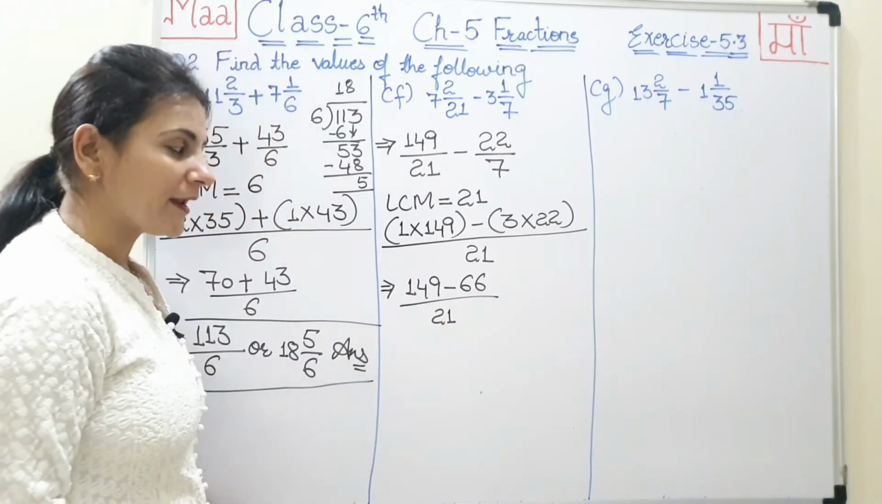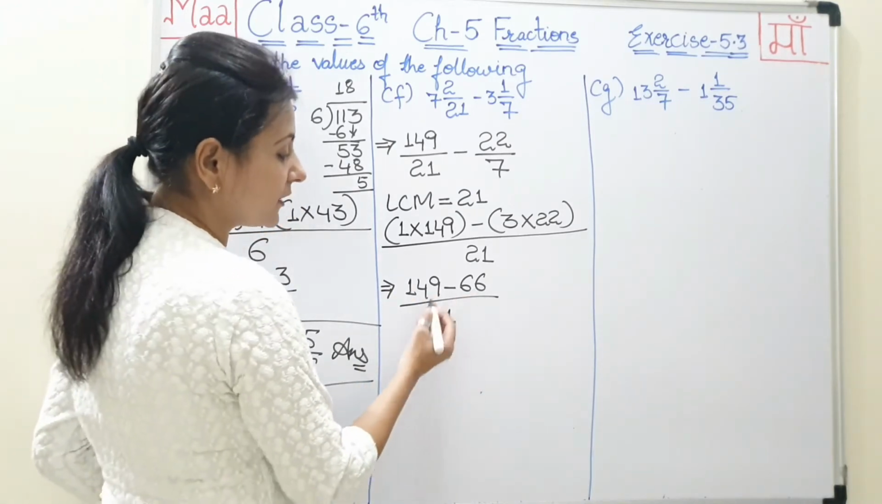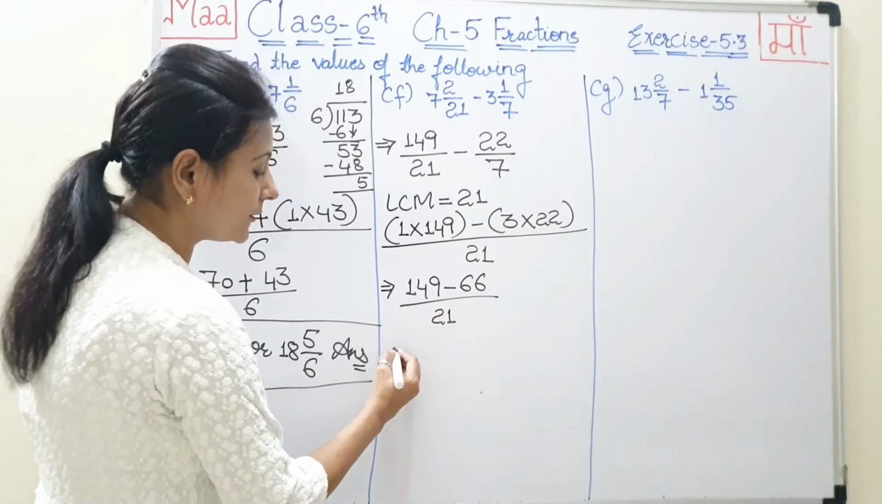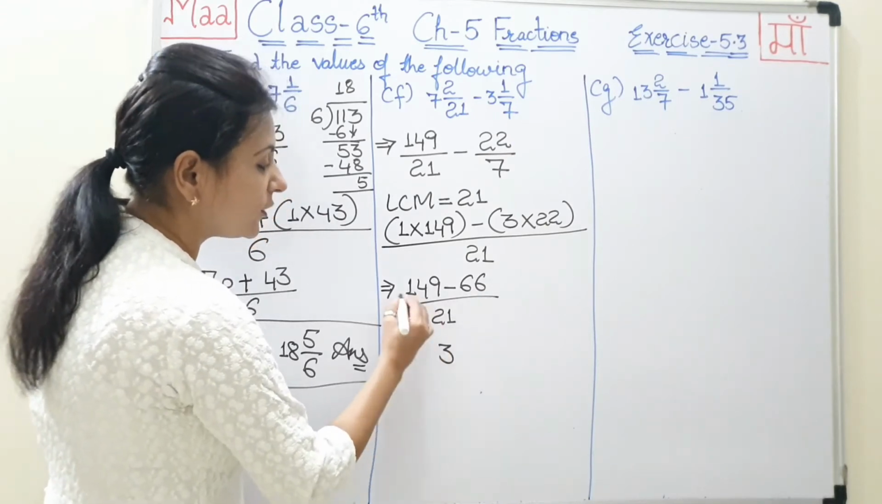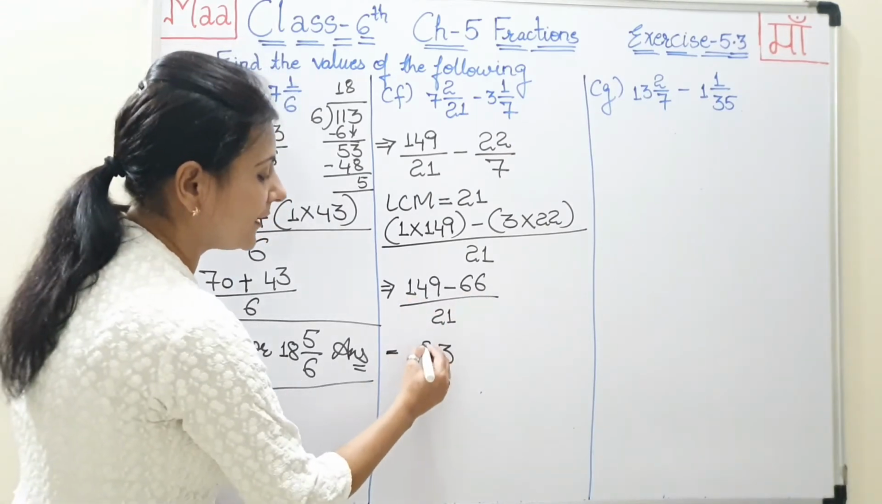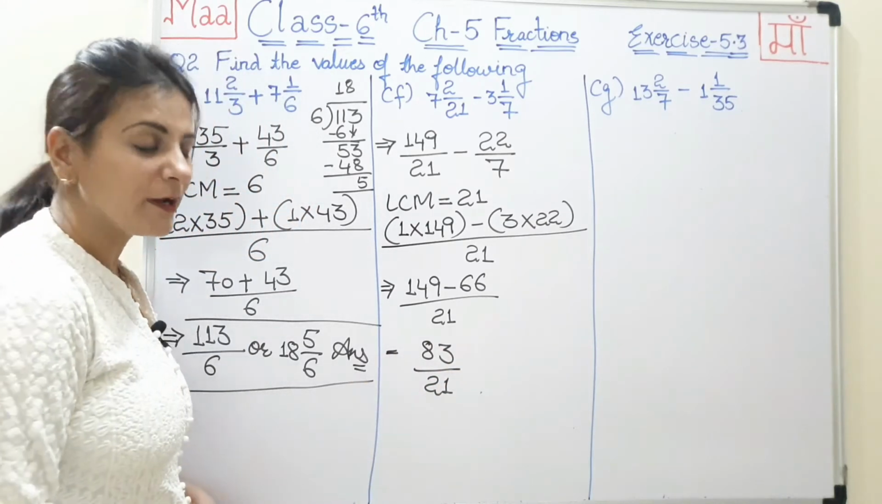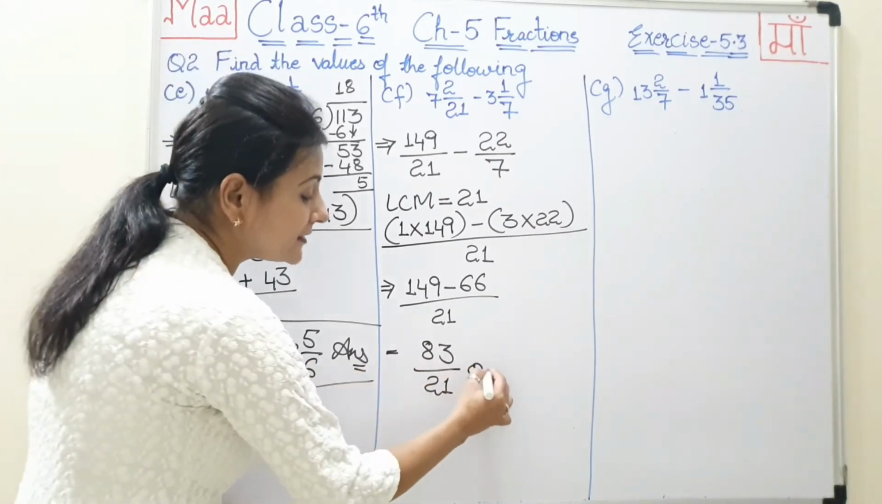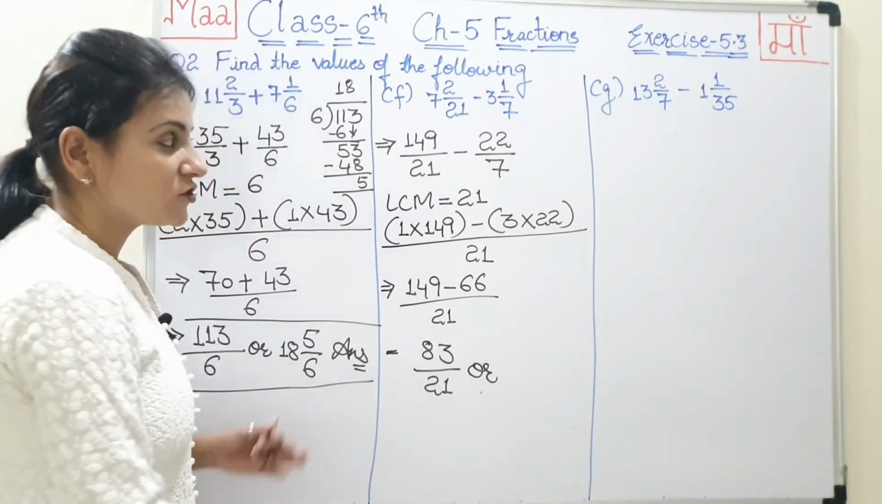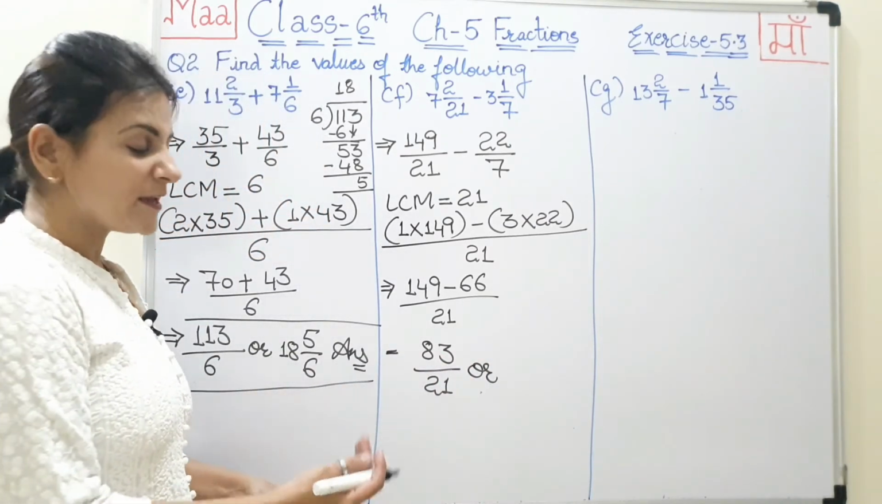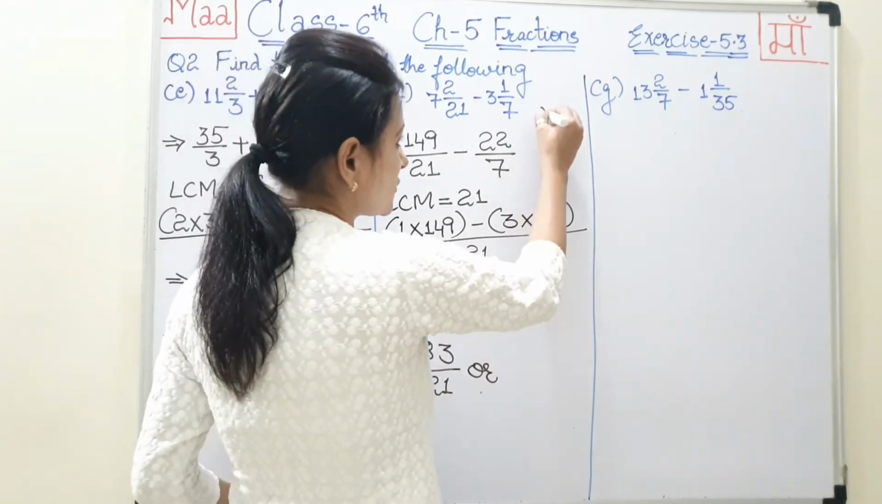Now you have to subtract it. अब इसमें से simply आप subtract करिए. So 9 minus 6 is equal to 3 and 14 minus 6 is equal to 8. So 83 upon 21. यहाँ आ गया 83 upon 21. Now again it is in improper fraction, so we will convert it into mixed fraction. So कैसे हम इसको mixed fraction में convert करेंगे?